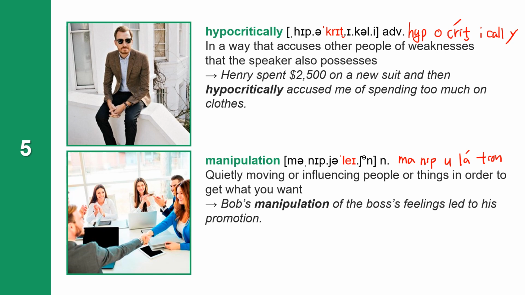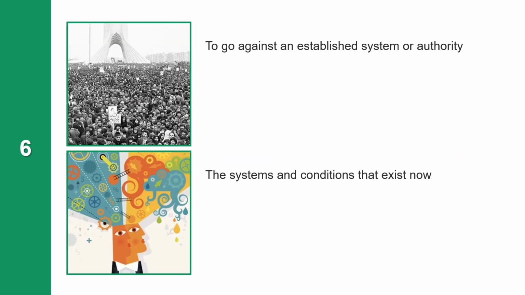The next one: to go against an established system or authority. The word is rebel. Rebel is a verb. It has two syllables.